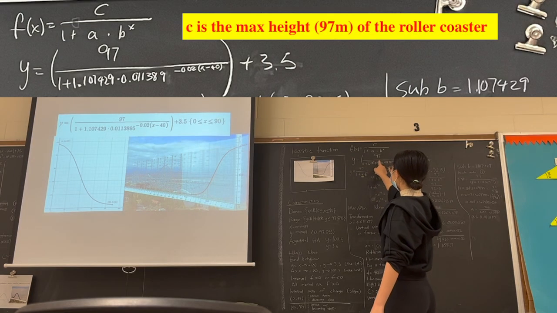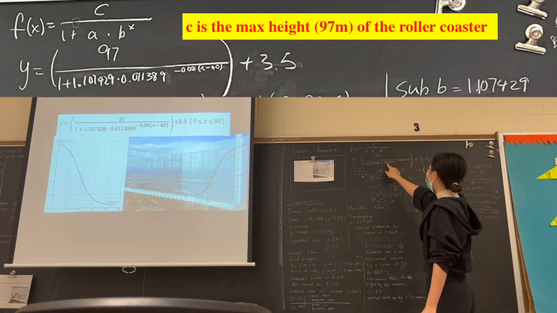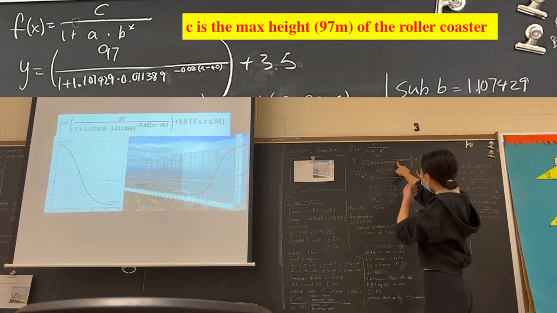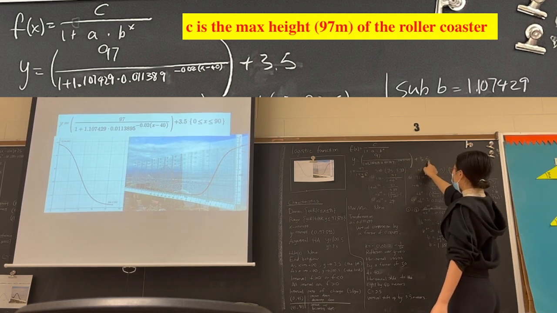I used the logistic function to model the first section of the roller coaster, and here's the equation. Y equals 97 over 1 plus 1.10749 times 0.01138 to the power of 0.02 times x minus 40, plus 3.5.